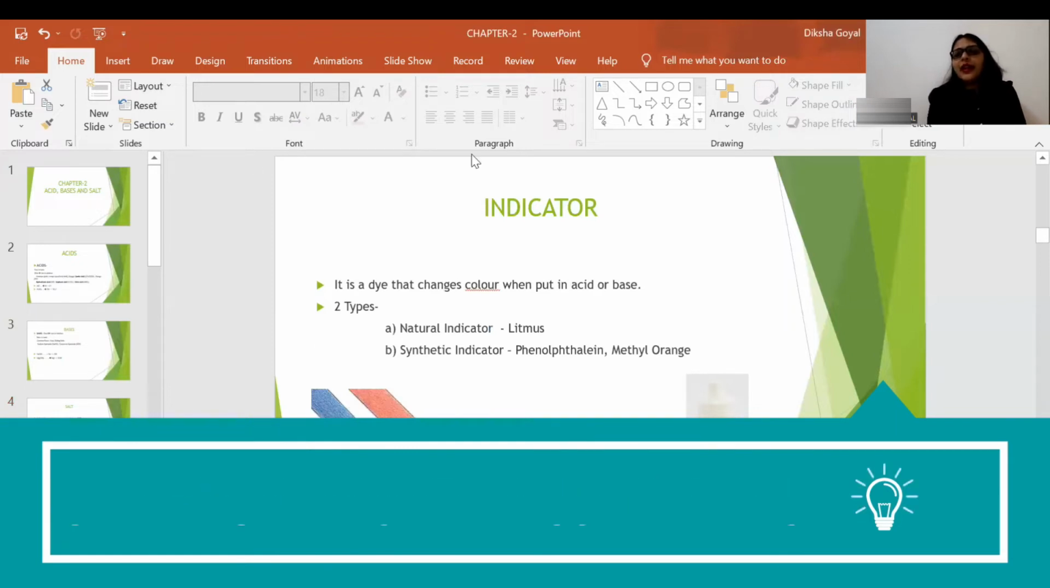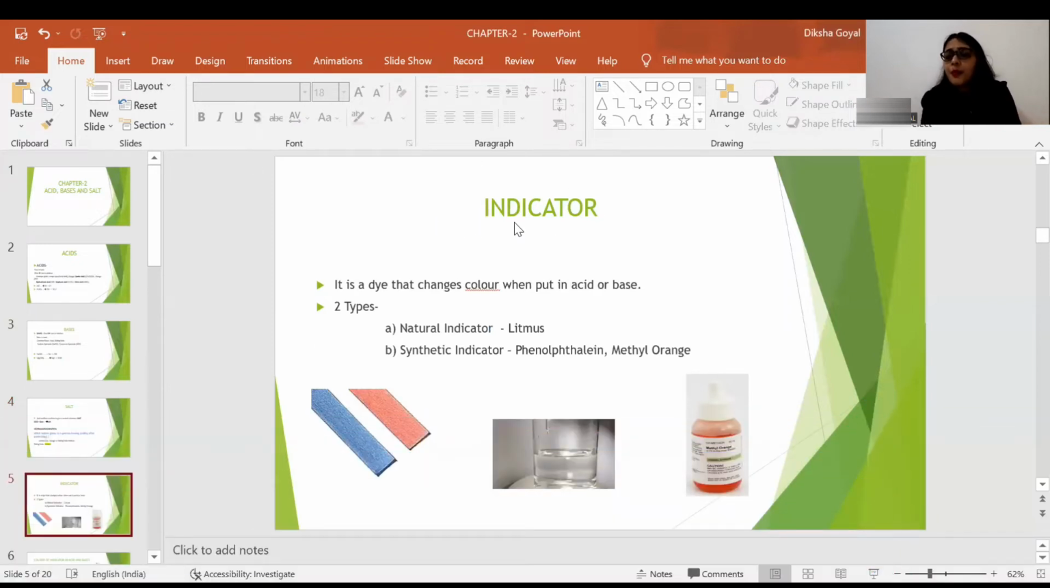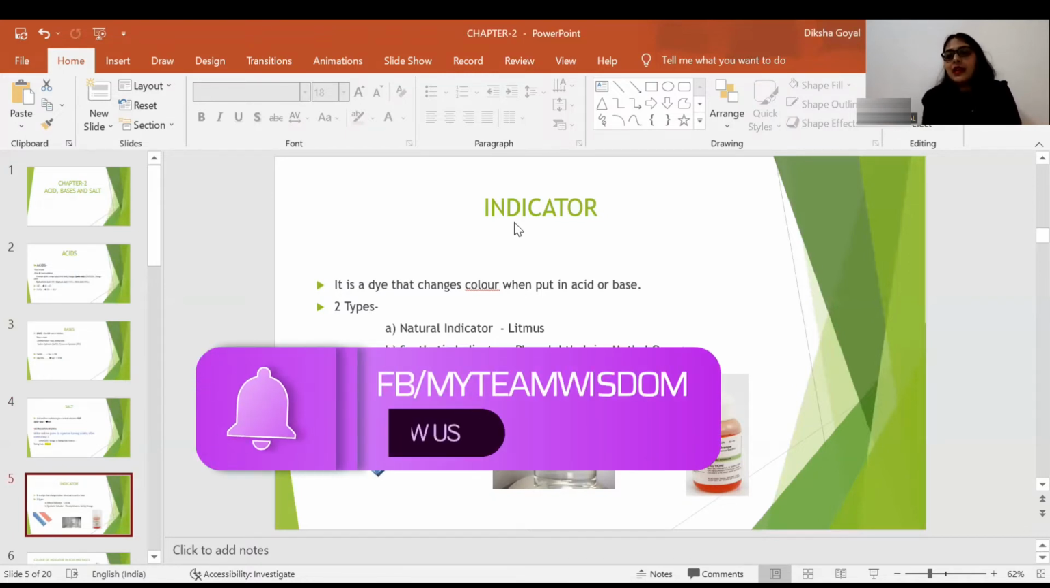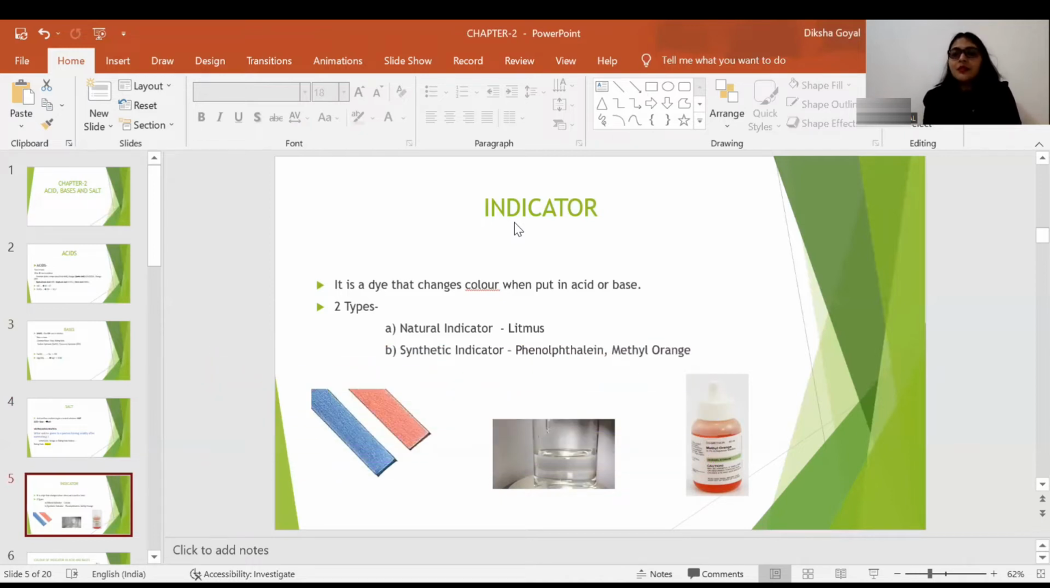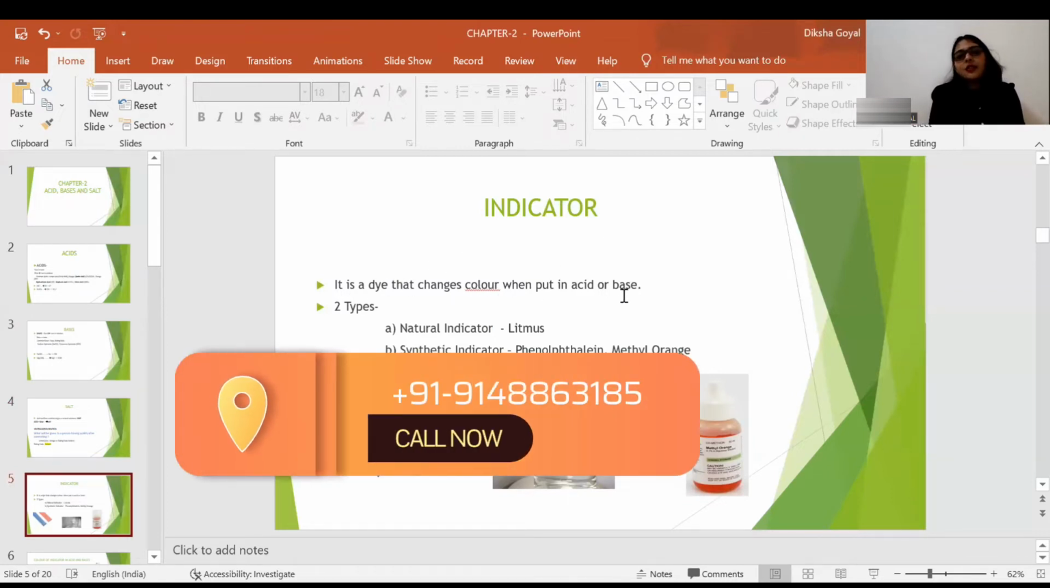Okay, now the next thing is indicator. From a layman's point of view, what do we mean by indicator? An indicator is any substance that is indicating something or telling something, right? In the case of acids and bases, we can say an indicator is a substance which tells us whether a given substance is an acid or a base. And how does it do so? It does so by a change in its color, right? So an indicator is a dye that changes color when put in acid or base.